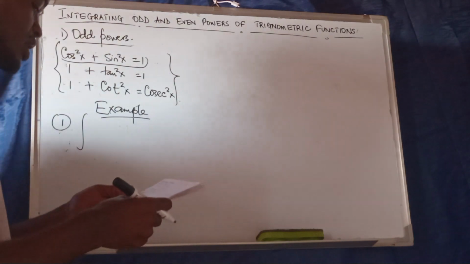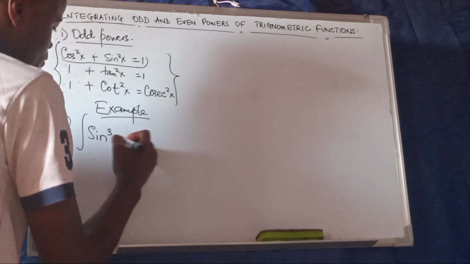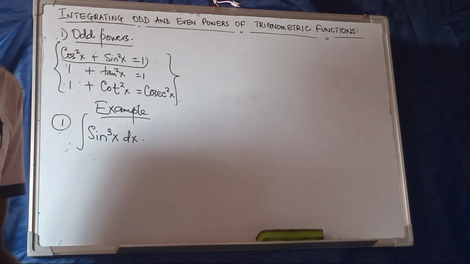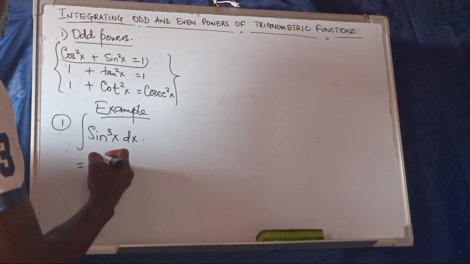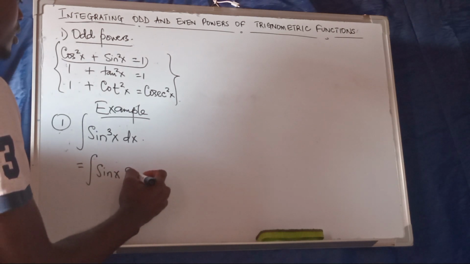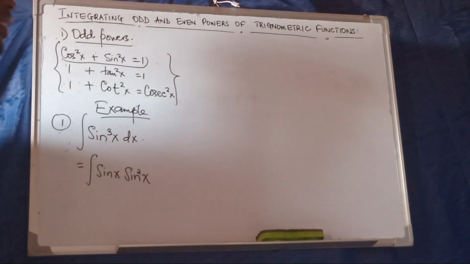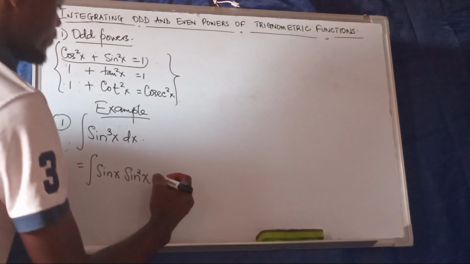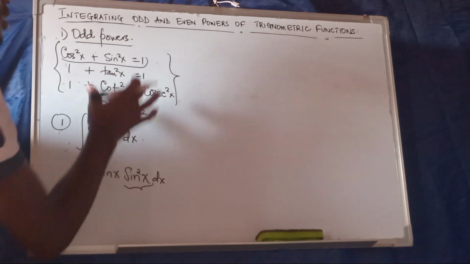Let's say integrate sine cubed x. So if we have that sine cubed x, we have said our first step is splitting this sine cubed x into two sine functions, one with an even power and another one with power 1, the x. Then we convert this one into this.